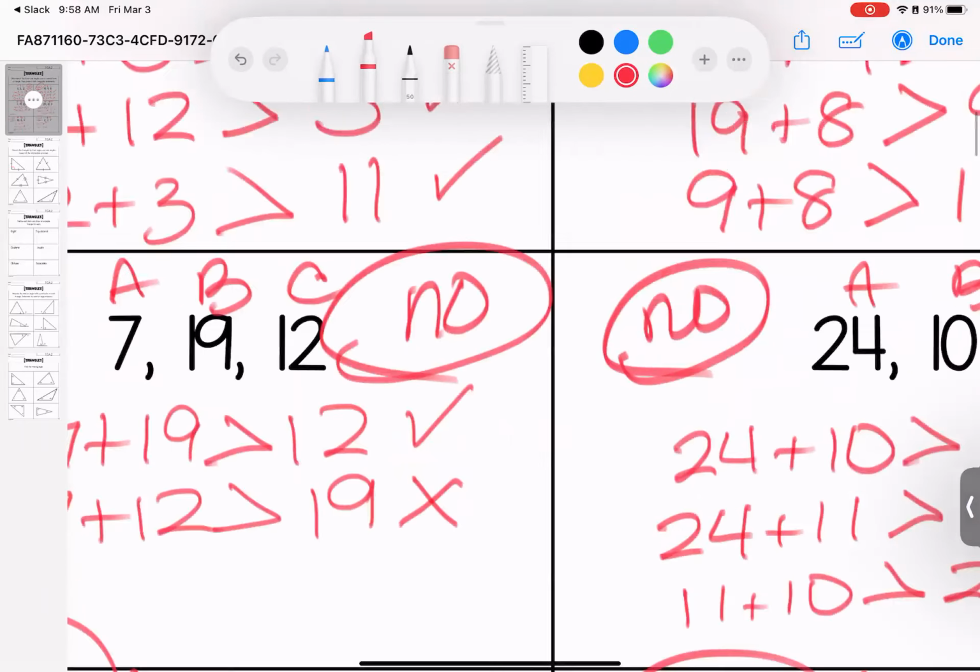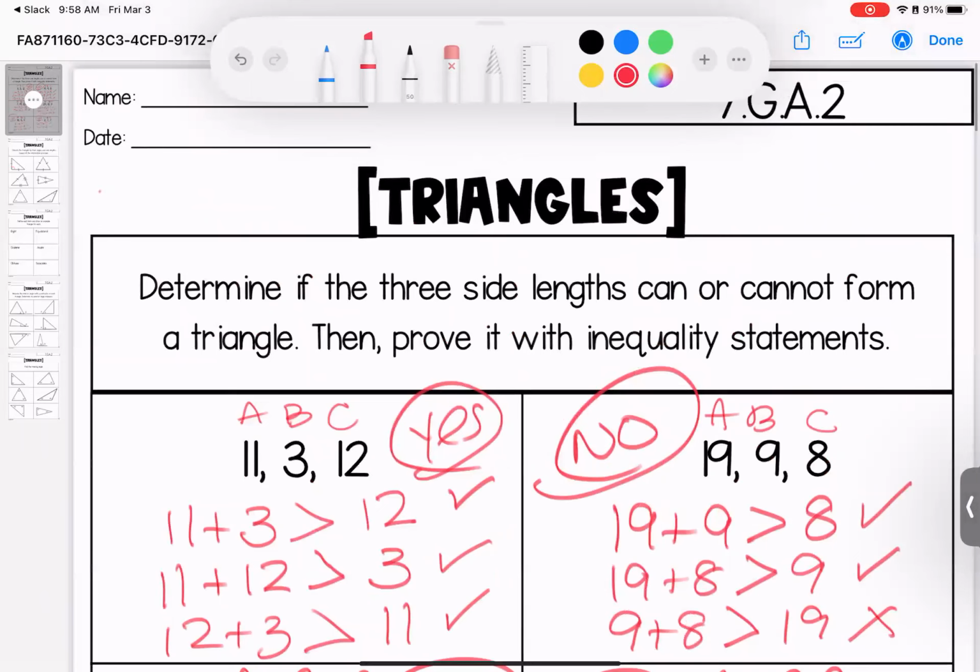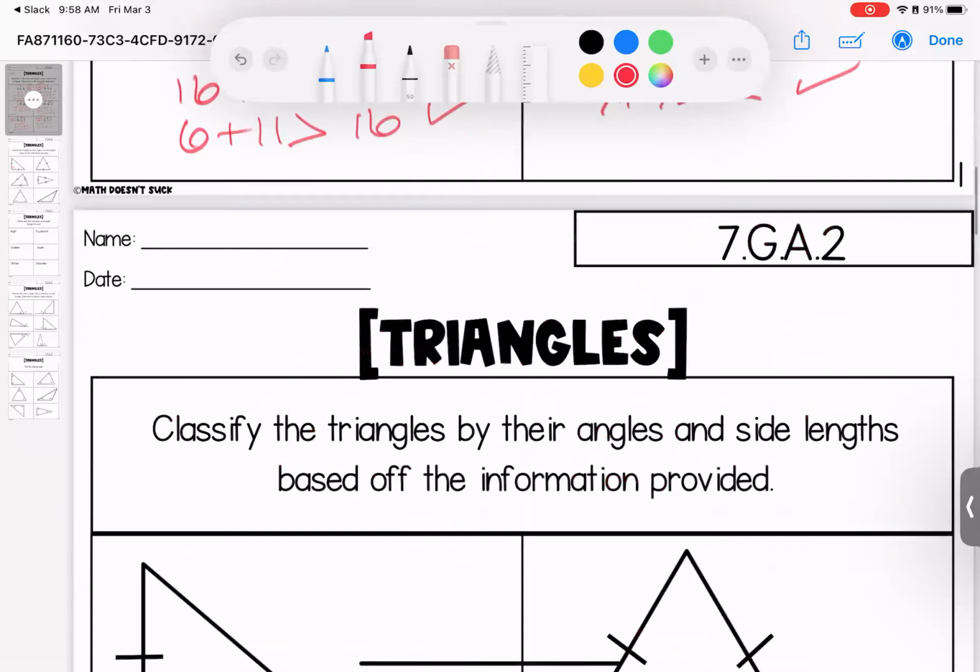So again, if you need the reminder, your formula is A plus B is greater than C, but we have to test all of our relationships. Any questions? Bring them with you to class.